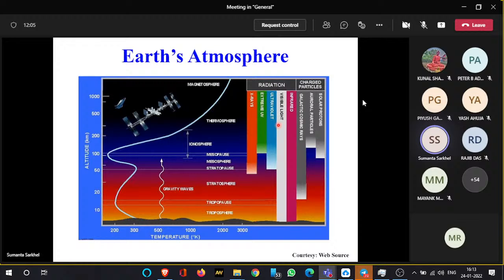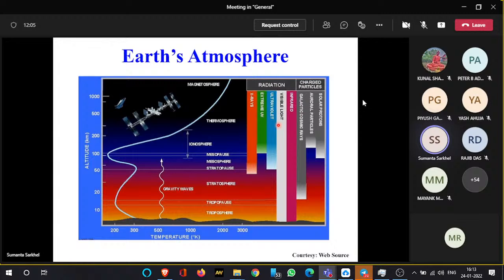The density of the atmosphere decreases exponentially with altitude. But the temperature does not; it has a zigzag pattern like that.